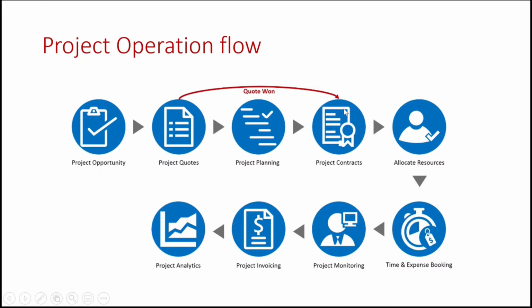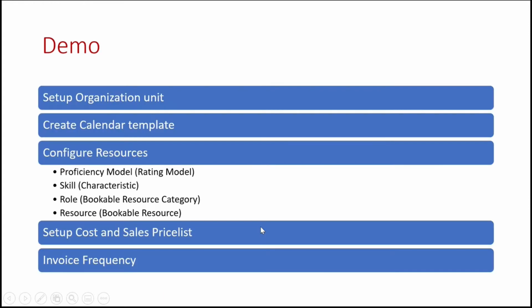It looks similar to our standard sales process, but the only thing is that here you will have project planning, and then the allocation of resources and the time booking. So only these one or two things will be different. Other than that, it is the same process: lead, opportunity, quote, order, invoice. I think we can move to the demo part of this project service automation.